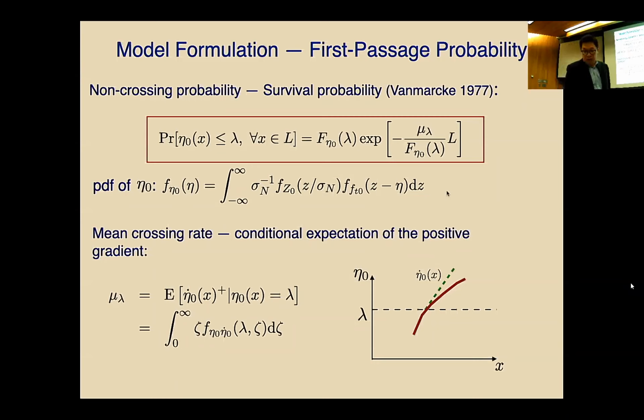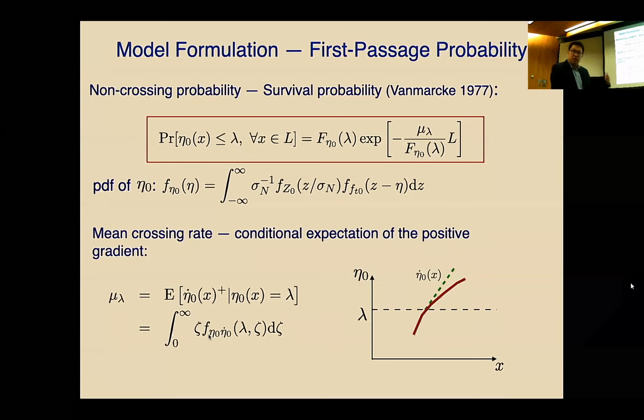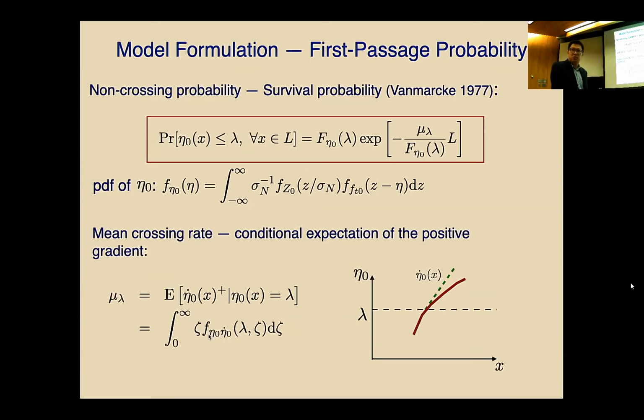Of course, this curve is random in geometry. So mu lambda is mathematically expressed by the conditional expectation of the positive gradient. We can write it this way, and you can express it as an integration like this. The difficulty comes in this expression. We need to determine the joint probability density function of eta 0, which is a random field, and the derivative of the random field, its gradient. In most cases, the random field and its gradient are not independent.